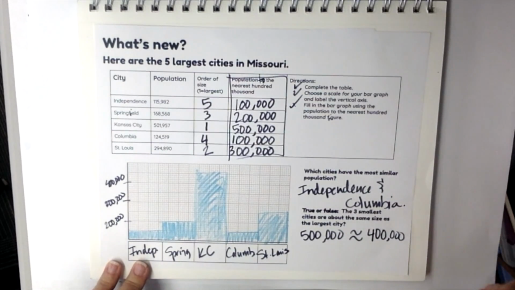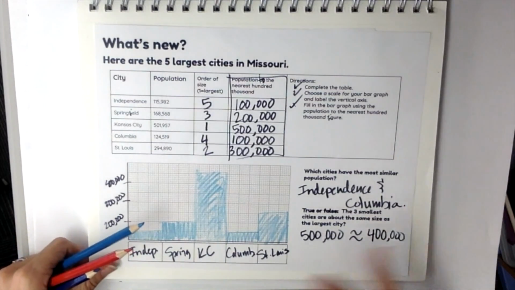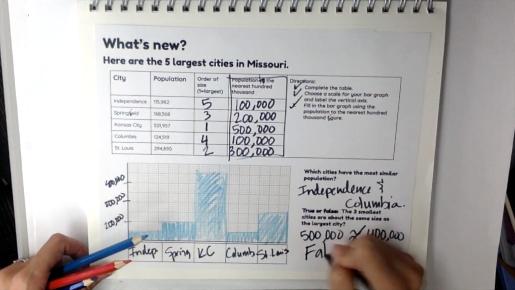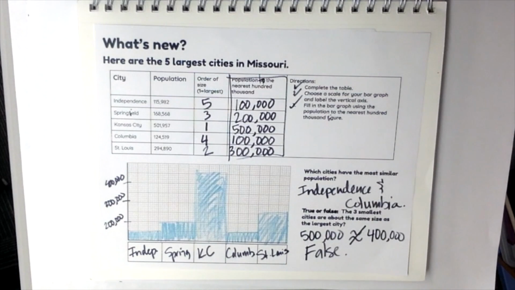4,000? I would say it's not. It's pretty... 100,000 is a big difference, so I'm going to say false. That is not true.